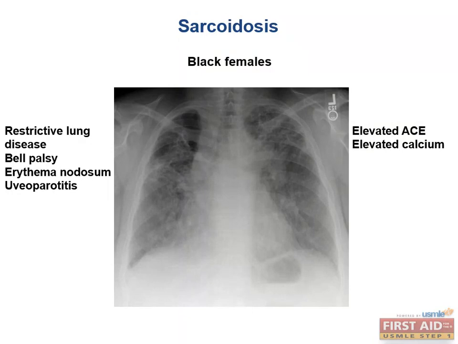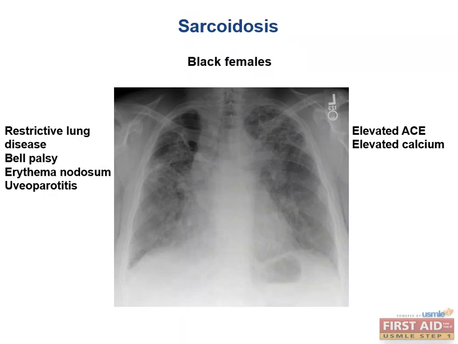So why would the calcium be elevated? Because the macrophages in granulomas activate more vitamin D, leading to increased gut absorption of calcium, and thus hypercalcemia. And how do you think this would affect PTH levels? It will decrease serum PTH.